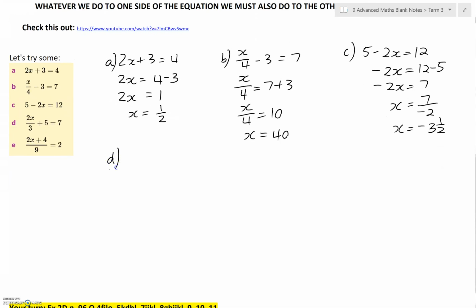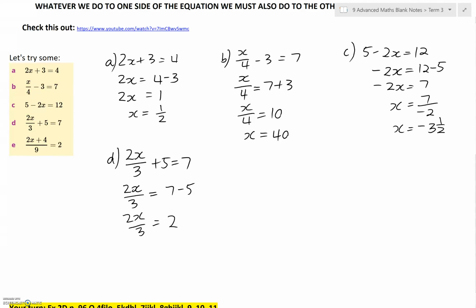Okay, D. 2x over 3 plus 5 equals 7. So again, we have to get rid of that 5 first. The whole expression on the left-hand side of the equation is not divided by 3, so we need to get rid of everything else first. 2x over 3 equals 2.